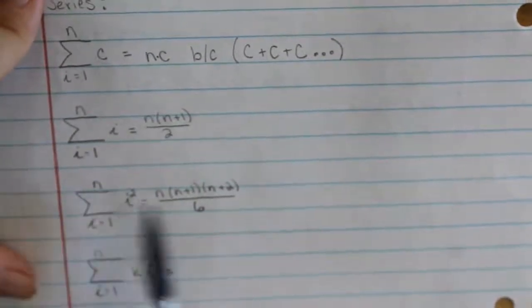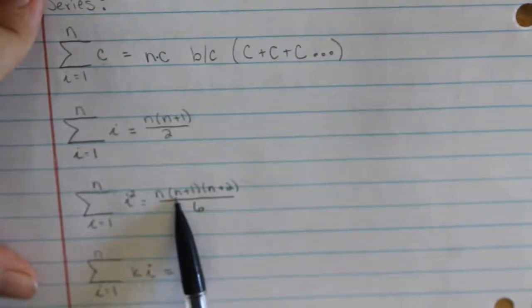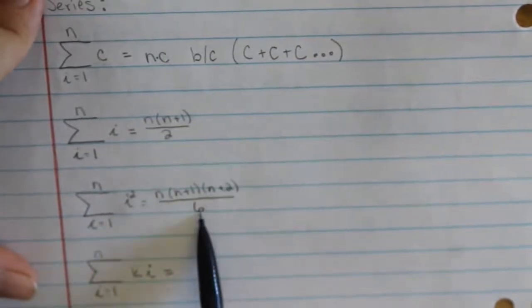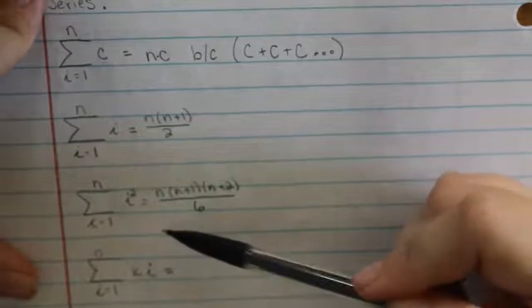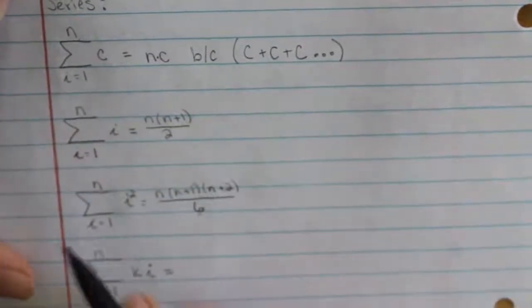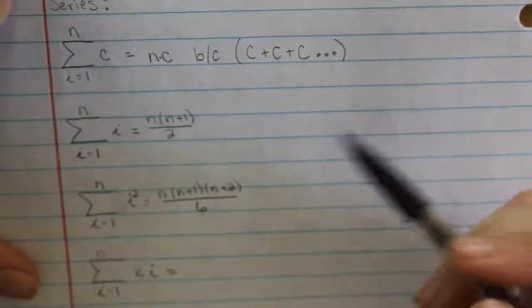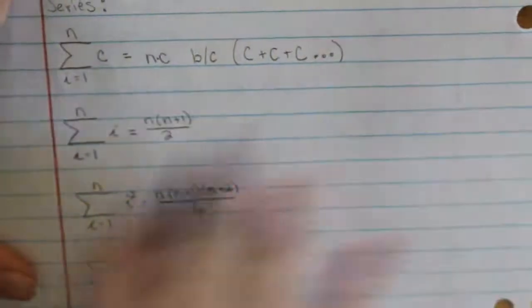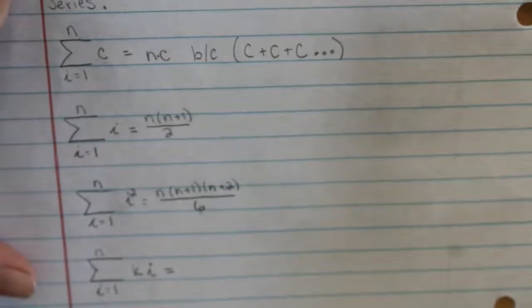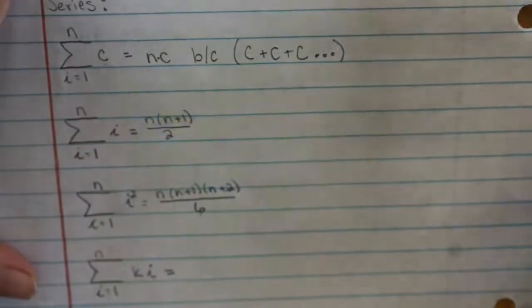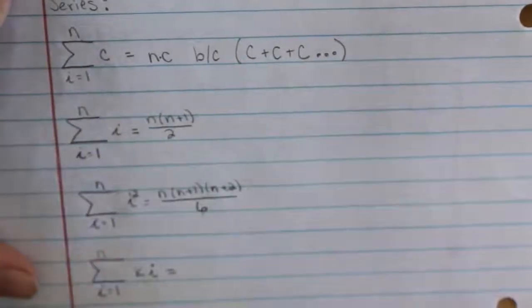i squared going up to n is n times n plus 1 times n plus 2, all of that divided by 6. Note, I did not put when i starts at like 5 or something like that and n goes to 10. You're not going to have one of those on the test, so don't worry about it, don't even bother with it right now, okay? If I have you again in a higher up math, we'll learn it then. I'll review it for you, okay?